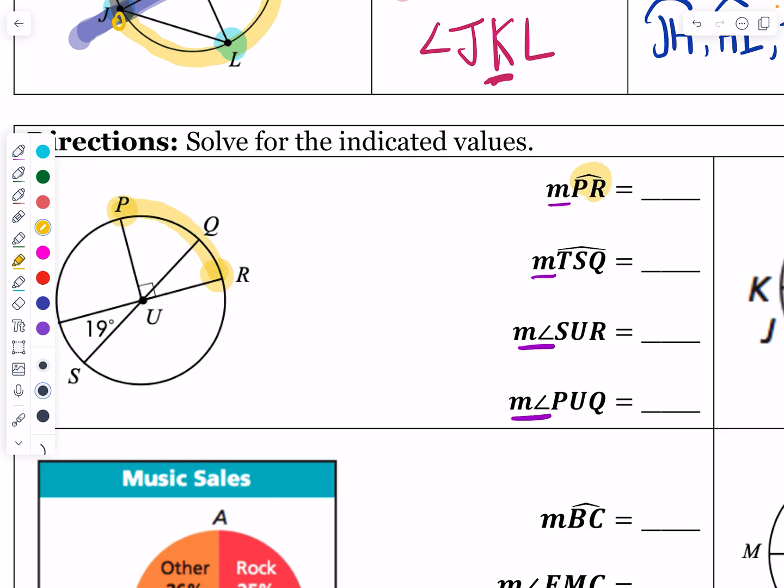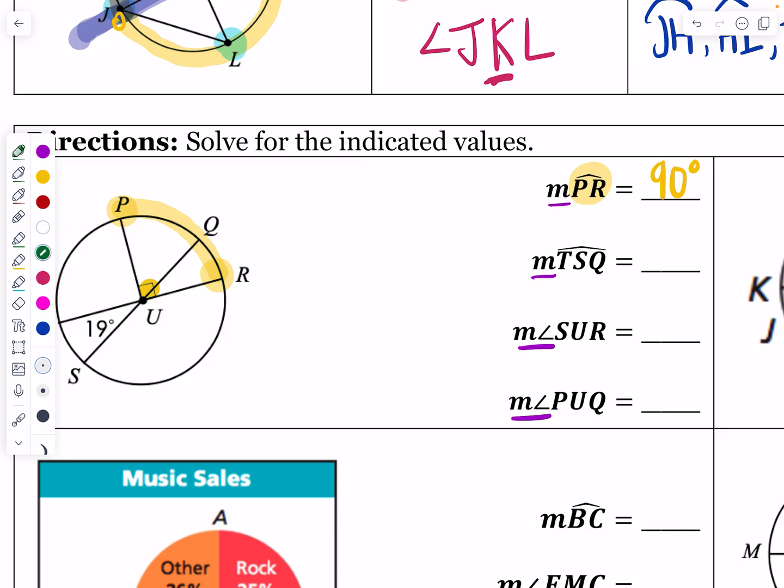The measure of that arc P to R is going to match the central angle at PUR. So what is the central angle at PUR? There is a 90-degree box right there, the little marking. That's going to indicate that it is 90 degrees. That is a fourth of the circle, a fourth of 360.